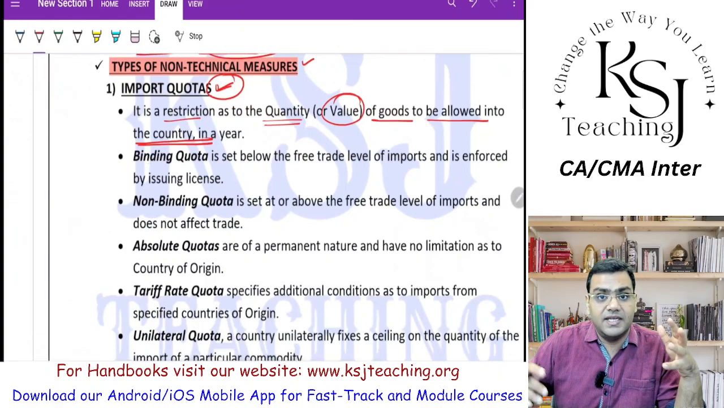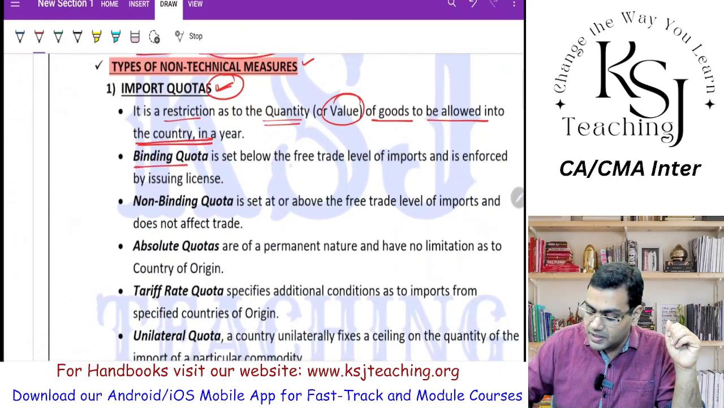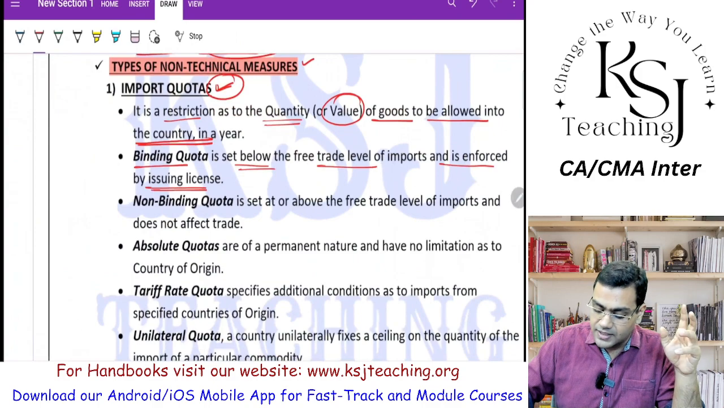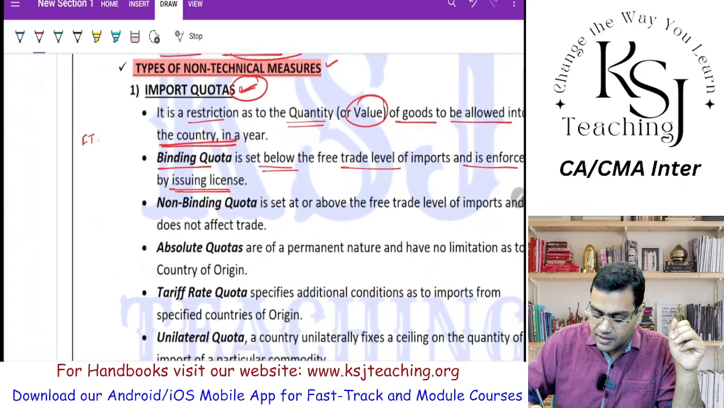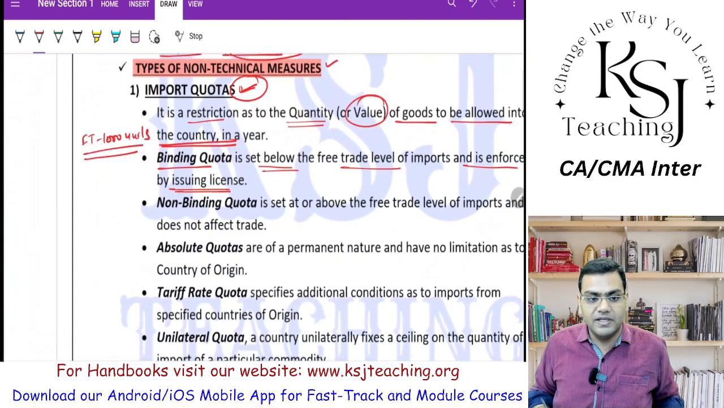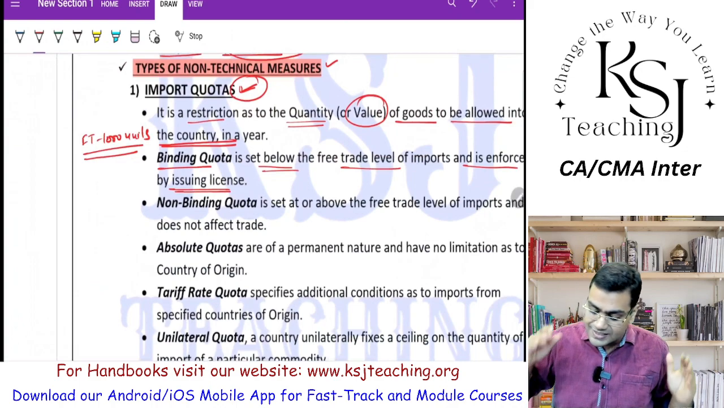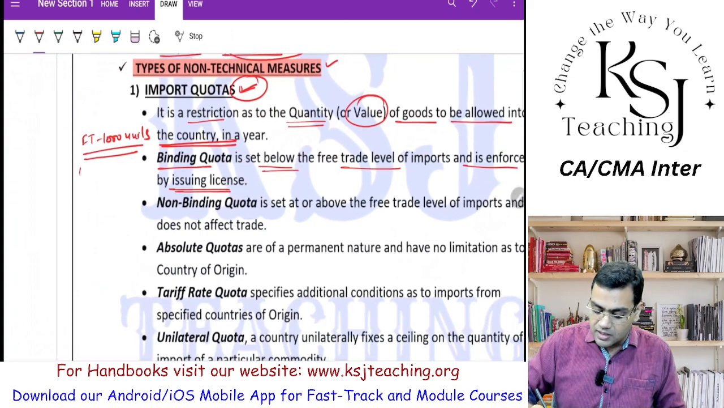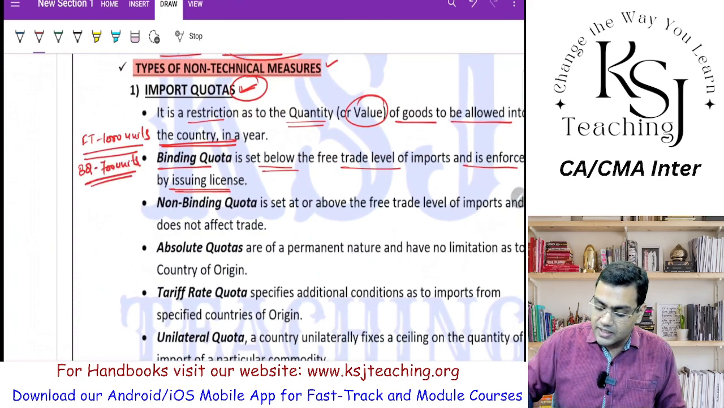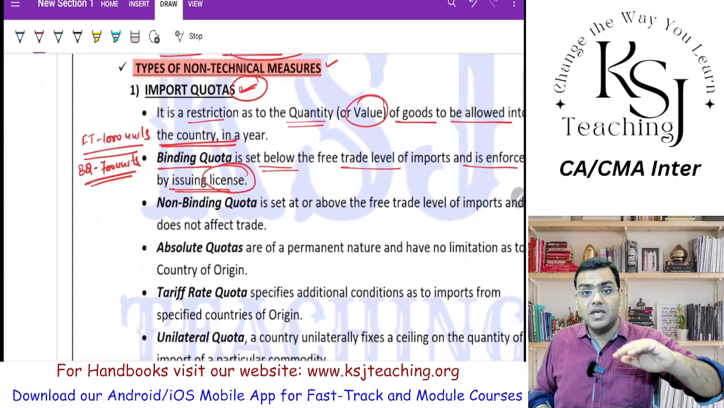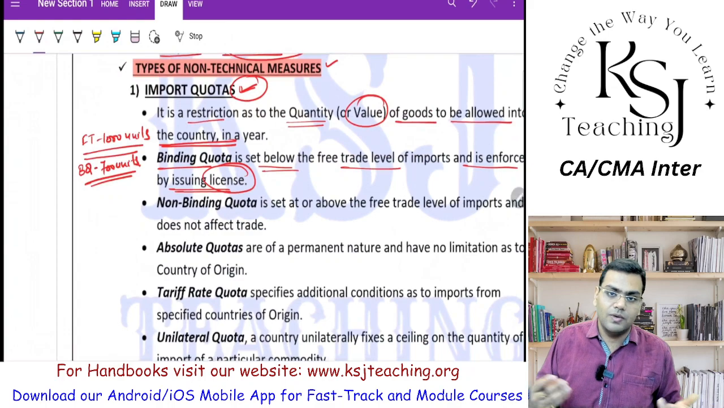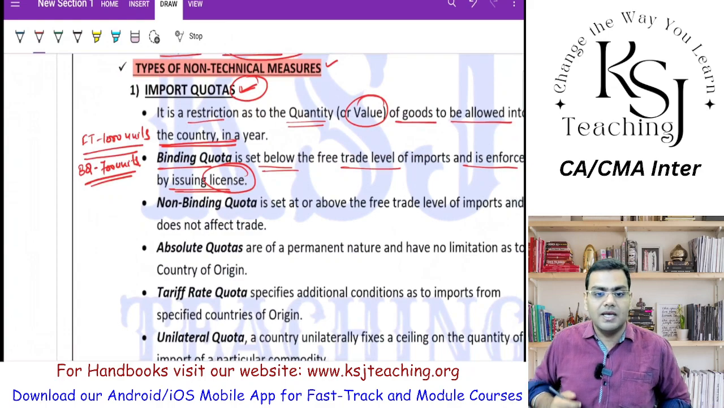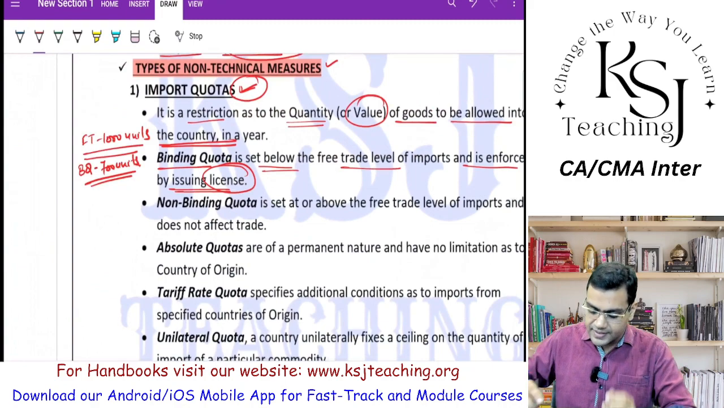After that, what are the various types of quota? One is the binding quota, which is set below the free trade level of imports and is enforced by issuing licenses, right? How is it set? Let's say there is free trade up to 1000 units, that there is no restriction, but still if at any point of time the government feels that there needs to be a restriction below 1000 units, they can set it through the binding quota. The binding quota says you cannot import more than 700 units, and if you want to go beyond 700, you will need licenses, sir. You will need to buy the licenses, which obviously increases the cost of imports, right? That is the binding quota.